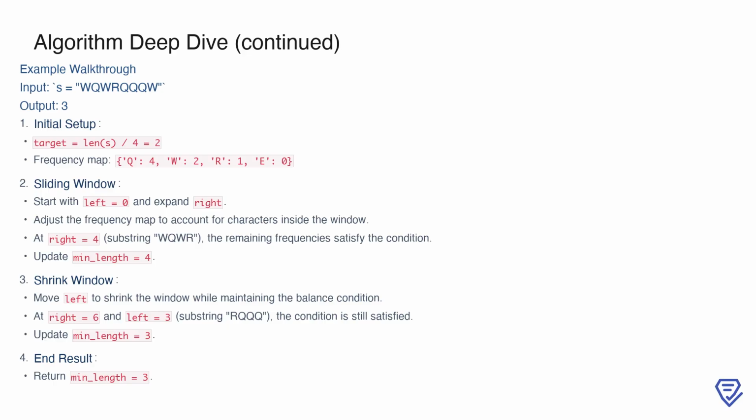At right equals 6 and left equals 3, the substring RQQQ still satisfies the condition, and we update min_length to 3. After processing all possible windows, we return min_length equals 3 as the result. This example demonstrates how the sliding window efficiently identifies the optimal substring for replacement.